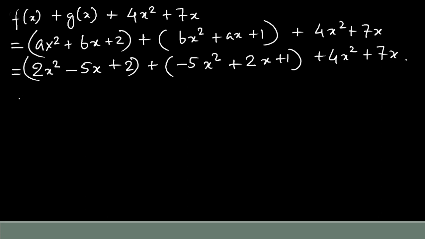So let's first arrange the terms. What are x square terms? It's 2 is there, minus 5 is there, and 4 is there. So 4 plus 2 is 6, minus 5 is 1. So we will just get 1x square.